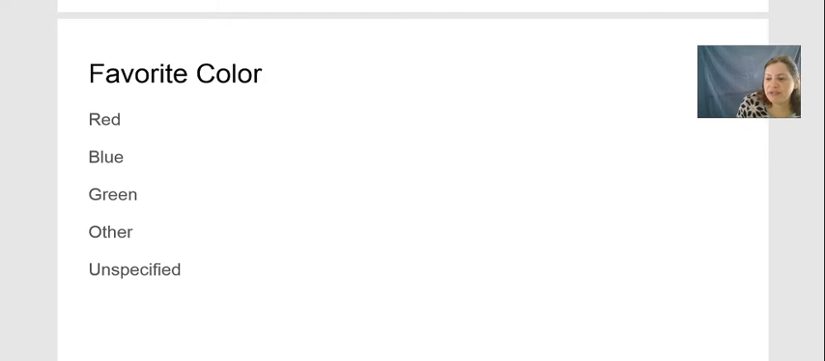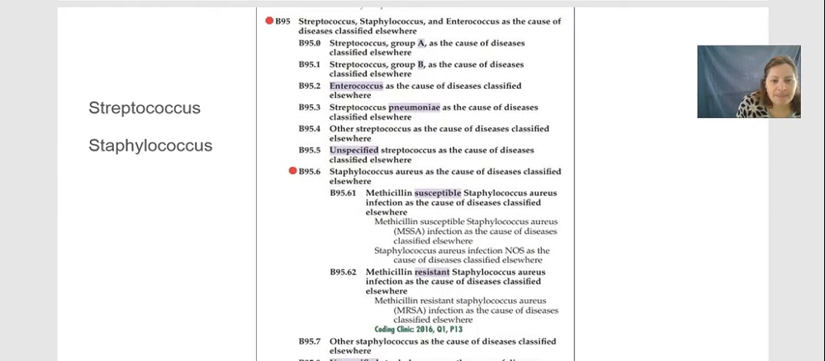So now I'm going to move into healthcare. B95, which is a section you'll need in today's ICA, is for streptococcus and staphylococcus as the cause of a disease elsewhere. So the patient has some other disease and the doctor says the infection is staph or strep. You're going to need to come here and use a code from this B95 section to code what kind of staph or strep the patient has.